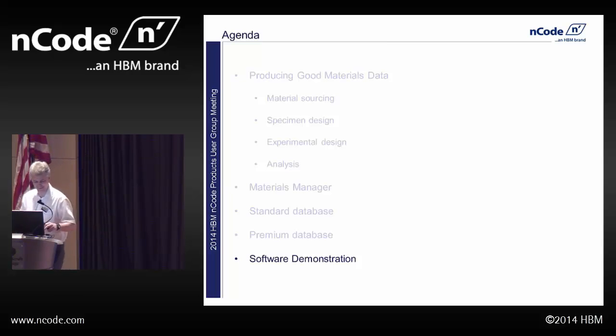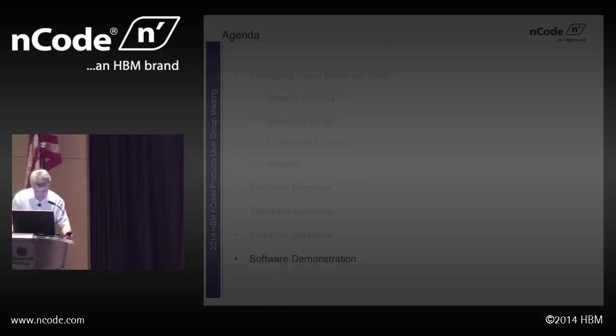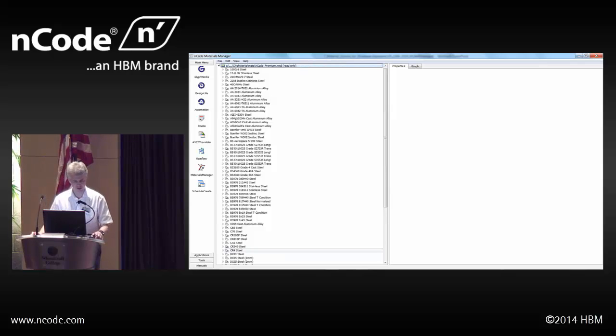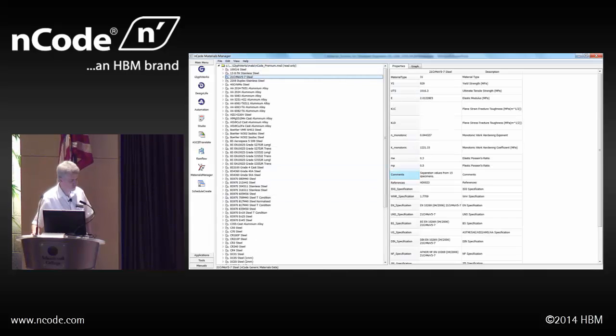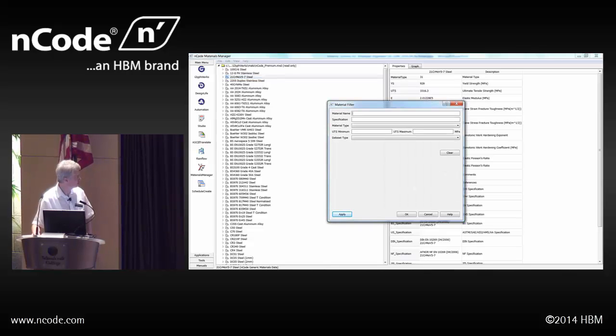Okay, just a quick look at the software, if I can get out of there. So that's the new premium database. So you've got the 72 materials. As I said, each data set now has a full set of equivalent material specifications. And the new change in terms of the searching, you've now got a filter option. So you can pick on base material type, any specification from an EN spec, UTS minimum 500.